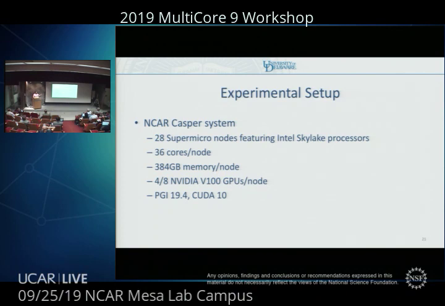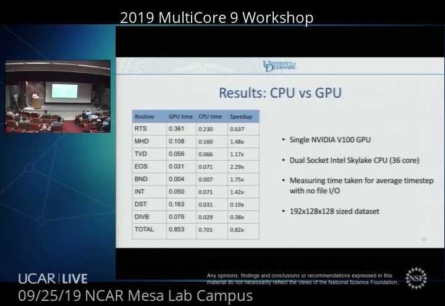This is the experimental setup. So this is the machine we're running on. We're running on the Casper system here at NCAR. It's a dual socket Intel Skylake processor with a total of 36 cores, and each node has either 4 or 8 NVIDIA V100 GPUs. So this is a table showing the difference in runtime of a single V100 GPU versus a full CPU node on Casper.